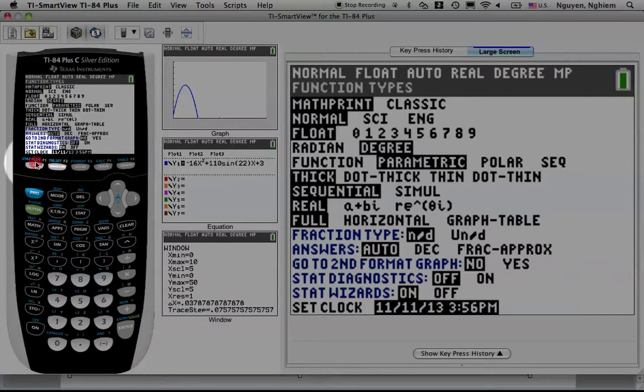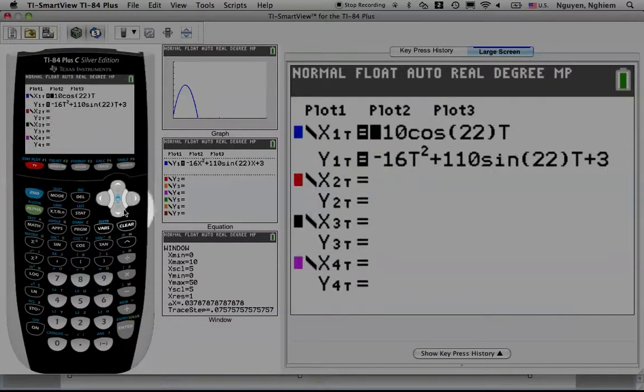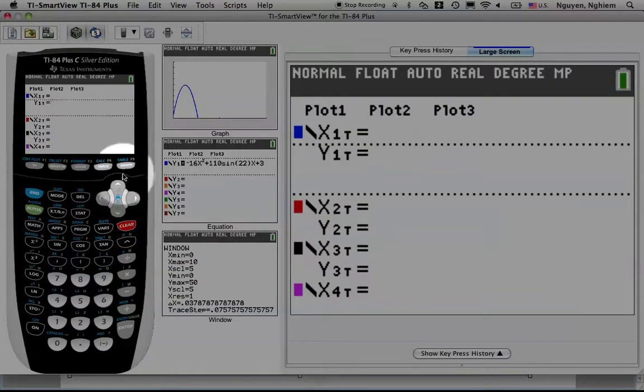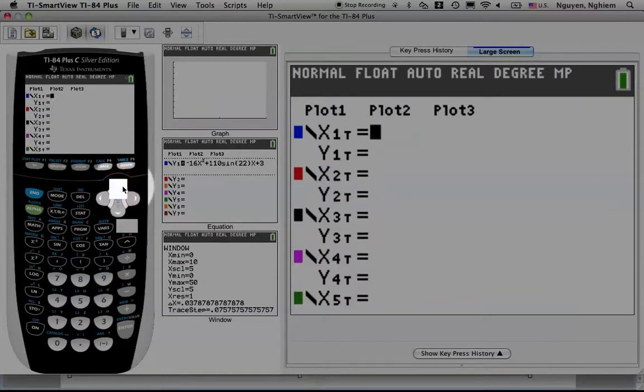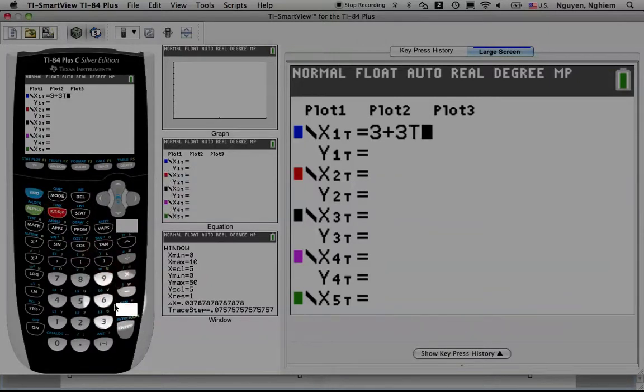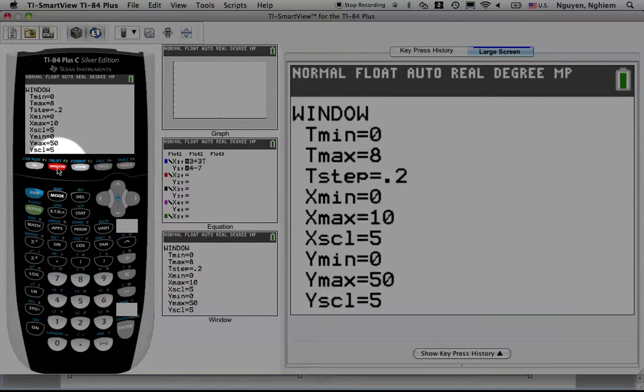Hit the y equals button, and you can see now it's a little bit different. Every time you graph, you have to graph two equations, one for x and one for y. So for the x, I'm going to type 3 plus 3t. For y, I'm going to type 4 minus 7t. And these are the equations we had earlier. If you hit the window button, you see things are a little bit different here. You have some max and min values for t as well.